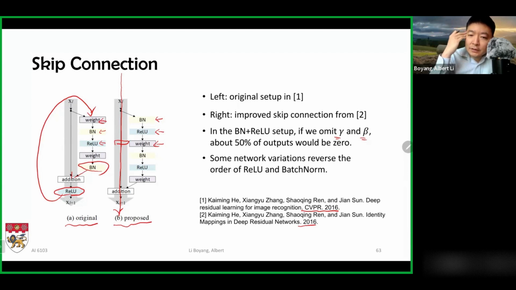In some variations of the network, we could do ReLU first, followed by batch norm, and that actually does not seem to decrease performance. Some people report a small increase in performance.